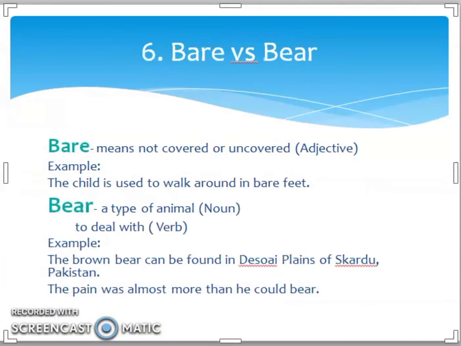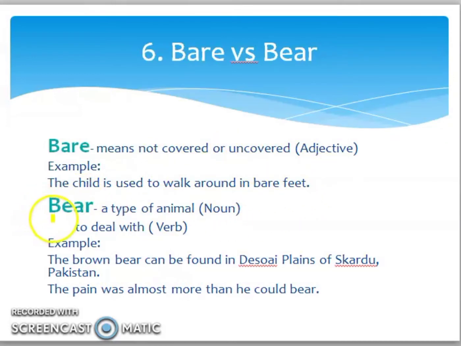Next, bare versus bear. Now the spelling differs, the meaning differs, but the pronunciation is the same. The first word, bare, means not covered or uncovered, right? Let's look at an example. The child is used to walking around in bare feet. Now, bare feet means uncovered feet, that is, without shoes.